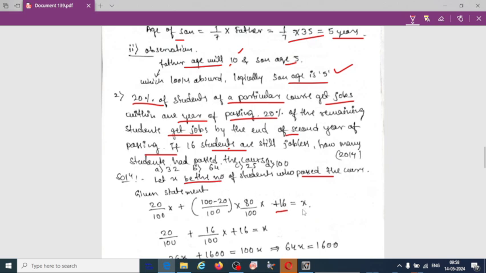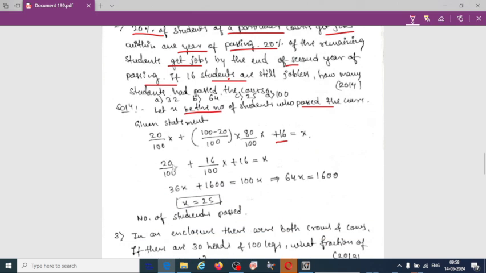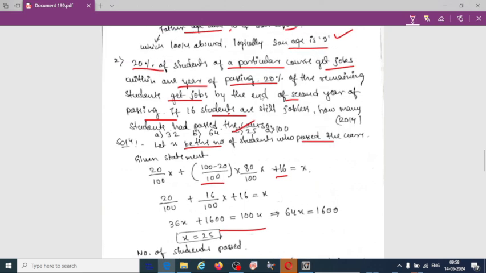So let us consider that X is the number of students who passed the course. Then if we equate the equation, finally we will get the X value. How much is that? X equals 1600 divided by 64, which is 25. So this is the number of students who passed. Option C is correct. Here, this step we need to understand. 20% of the remaining students means how much? 100 minus 20 by 100 into, so 80. You have to do it like that.